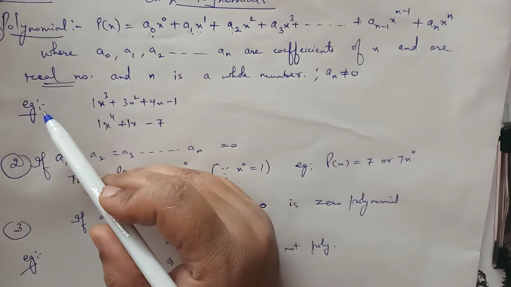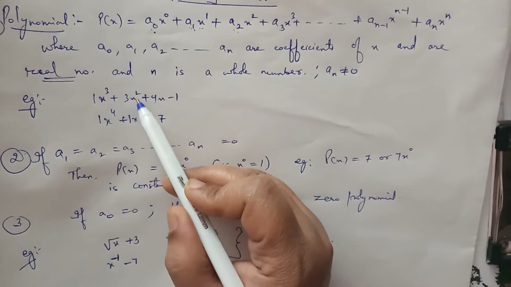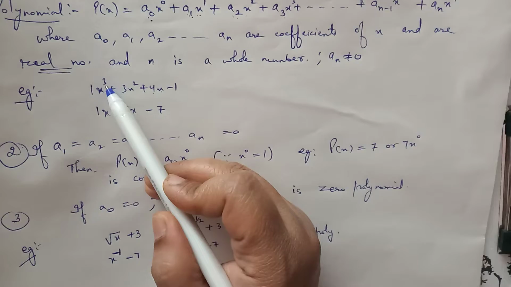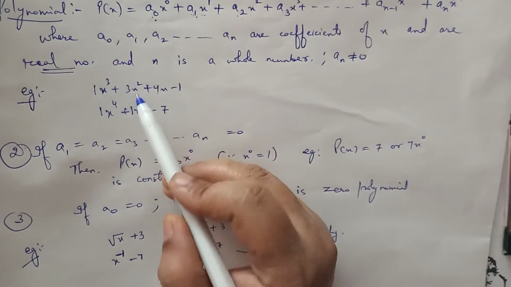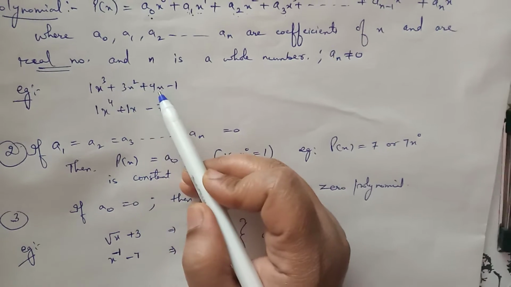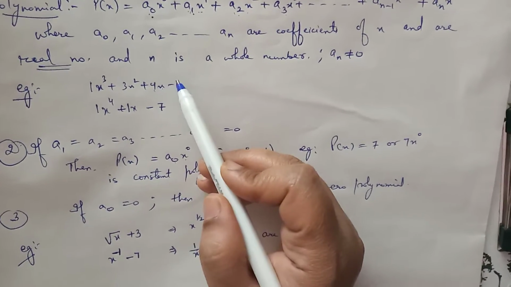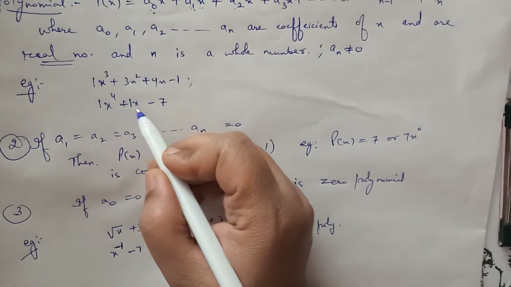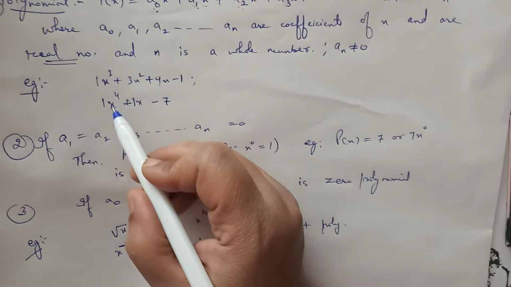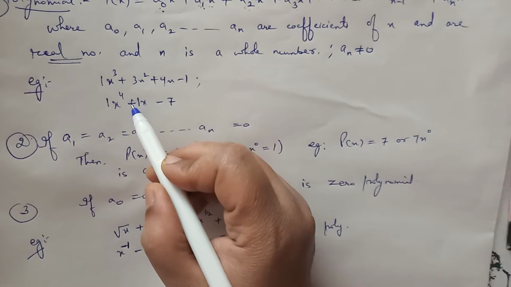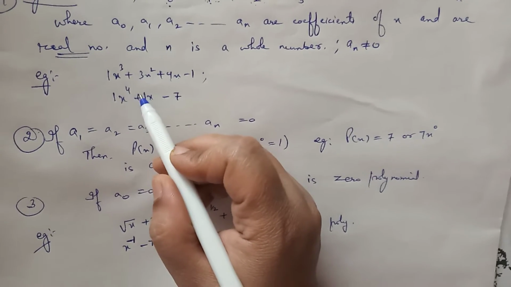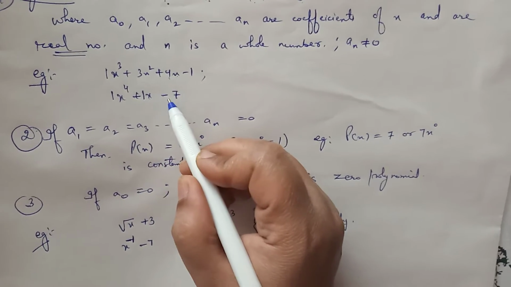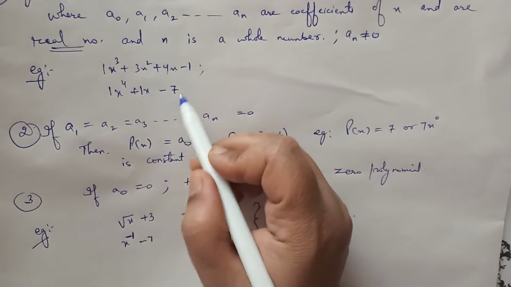Now, let us take some examples. x cube plus 3x square plus 4x minus 1. So this is a polynomial whose highest degree is 3. Coefficient of x cube is 1, coefficient of x square is 3, coefficient of x is 4, constant term is minus 1. Another example: let us take x to the power 4 plus x minus 7. Here the highest power is 4, but x cube is missing. So 0x cube plus 0x square plus 1x, and the constant term is minus 7.